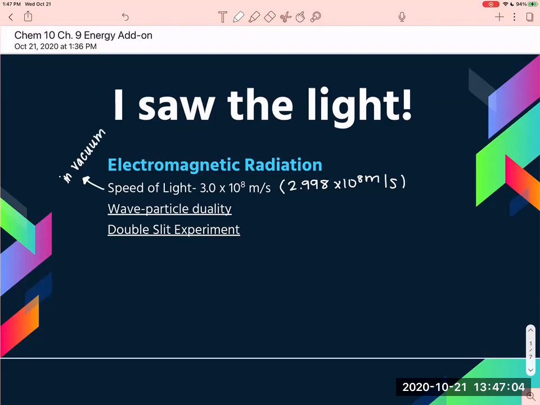Now, your periodic table may have more numbers like 2.998 or 2.99 times 10 to the 8 meters per second, but you can also remember 3.0 times 10 to the 8 meters per second. It just depends on what formulas you're given and what maybe you've learned from another class or what you're trying to remember for long-term work.